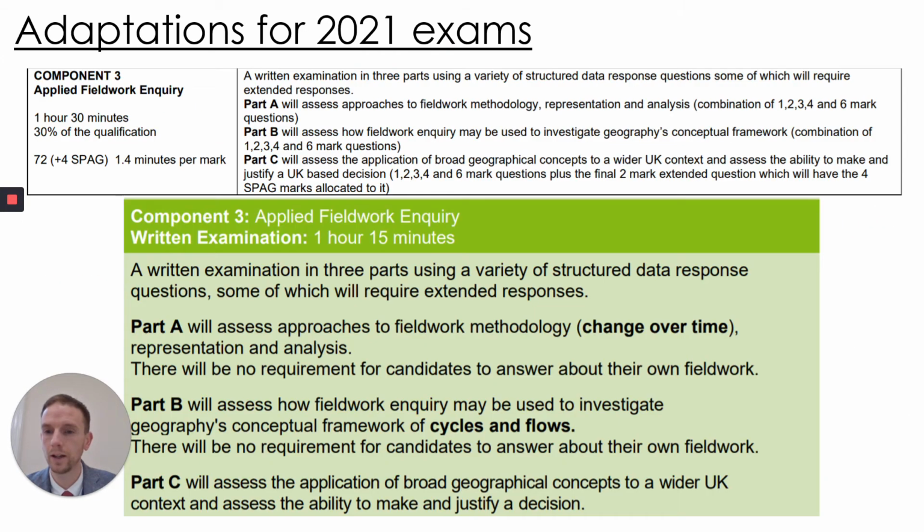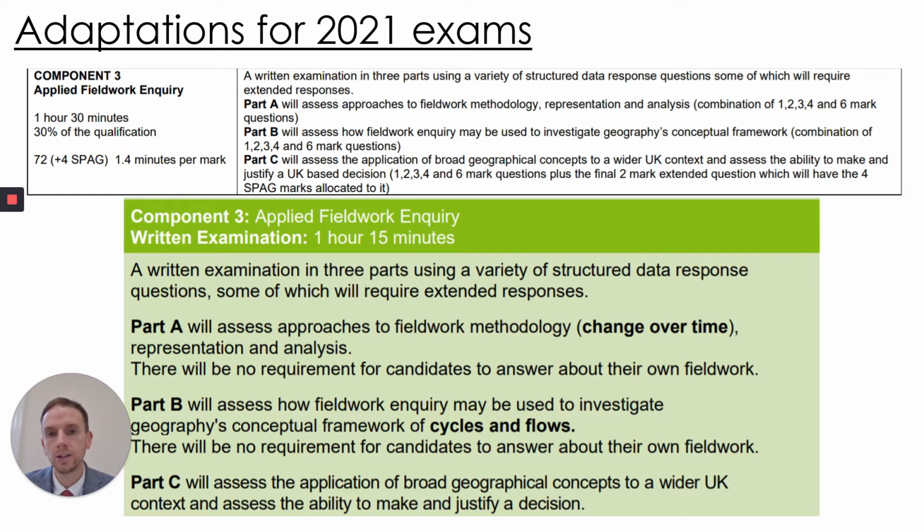There have been some small amendments for the 2021 exam series due to the lost learning time due to lockdown. This is only a small amendment and it only applies to the 3rd exam paper. So component 3 is the applied fieldwork paper. Obviously, we've been unable to undertake fieldwork like we would in a normal year. So to reflect this, that exam paper has been slightly shortened from 1 hour 30 to 1 hour 15.